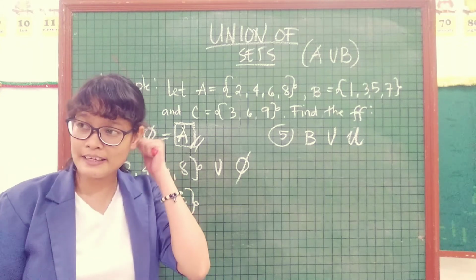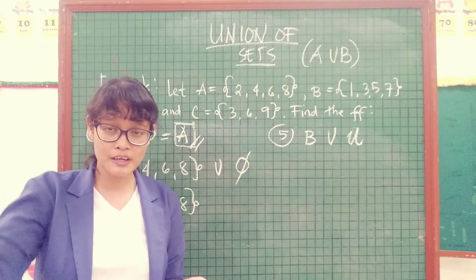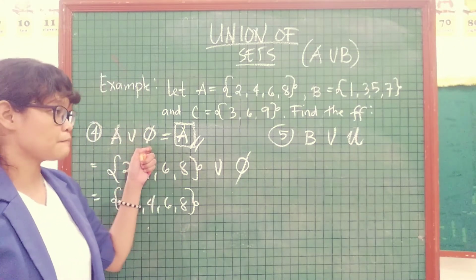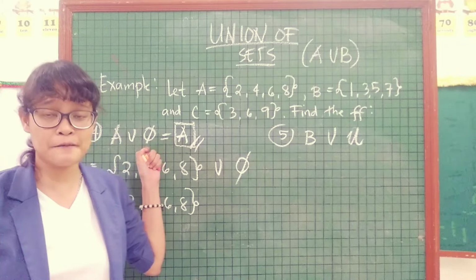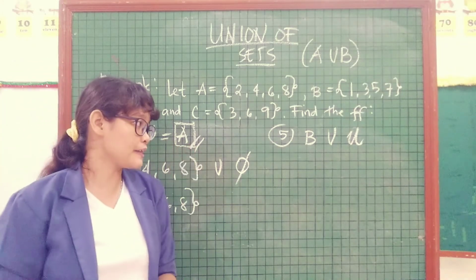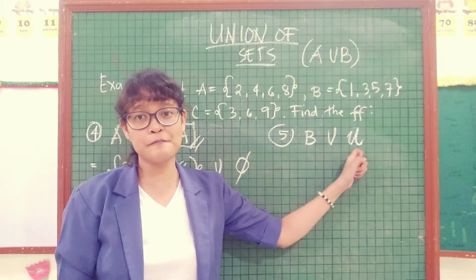Okay, this is like the identity property of equality in the properties of whole numbers, right? So in sets, when you combine a set with an empty set, the answer is just the set itself. So what happens when a set is combined with the universal set?